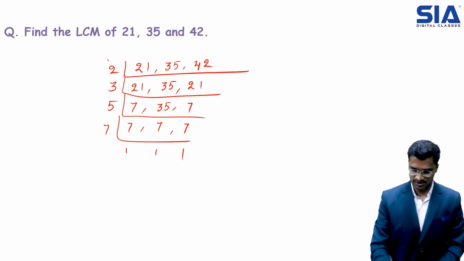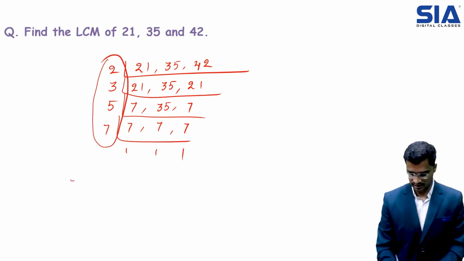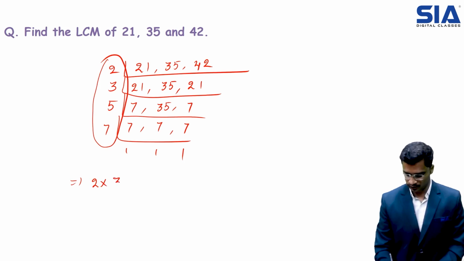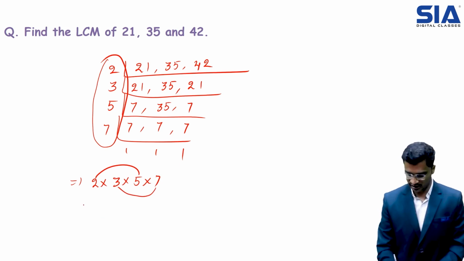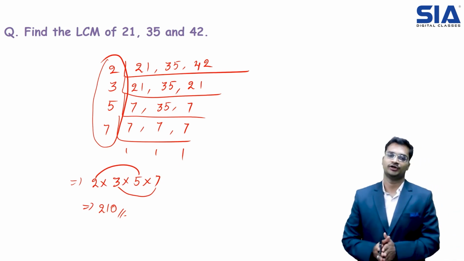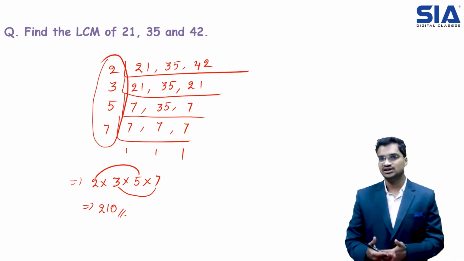So my LCM is the multiplication of all these numbers, which is 2 into 3 into 5 into 7. 5 2s are 10, 7 3s are 21. 21 into 10 is 210. So the LCM of 21, 35 and 42 is 210. So in this particular way we can find the LCM of these numbers.